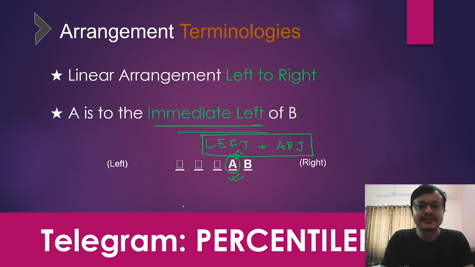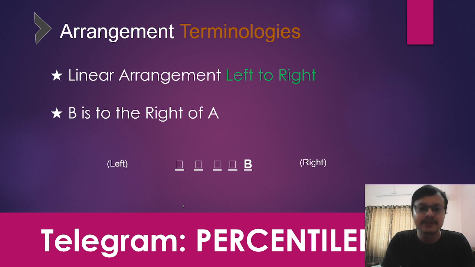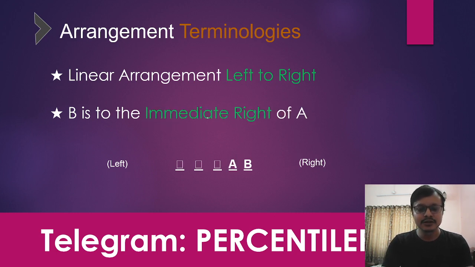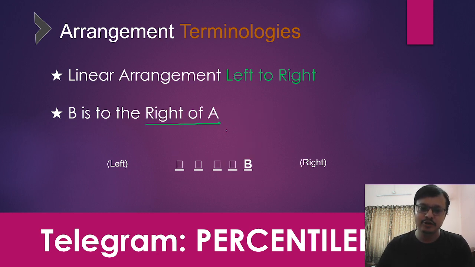Let's look at the next arrangement terminology that is common in sets. Similarly, you can have clues like B is to the right of A. Right would not necessarily mean immediate right. Immediate right would mean right plus adjacent, so in that case A and B must be together. But had it been said B is to the right of A, then A could be here or here or here or here. As long as B is to the right, it is sufficient. What is not required is immediate right.